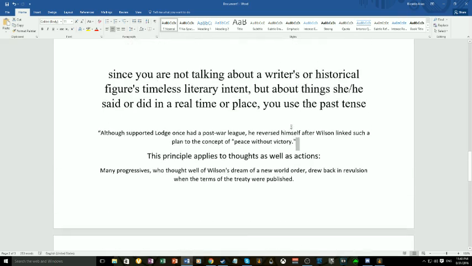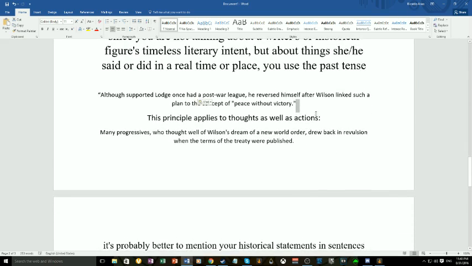to a concept of peace without victory. This principle applies to thoughts as well as actions. Many progressives who thought well of Wilson's dream of a new world order drew back in revulsion when the terms of the treaty were published.